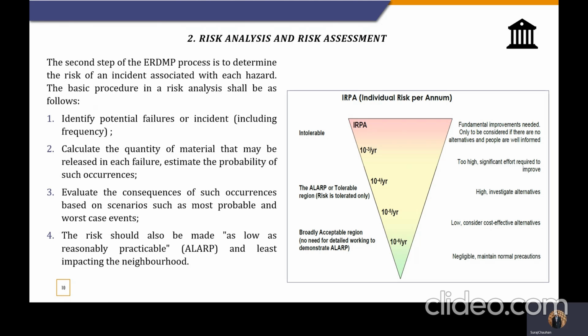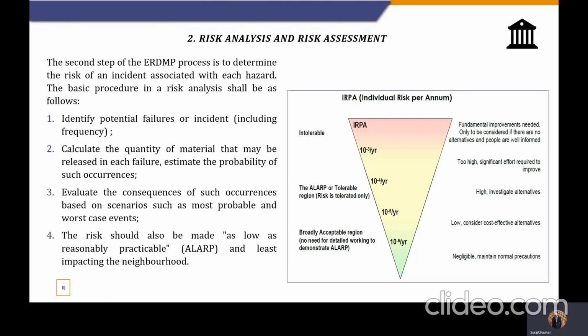After assessing the risk, a maximum tolerable criterion must be defined, above which the risk shall be regarded as intolerable. The risk should also be made as low as reasonably practicable (ALARP) and least impacting the neighborhood. In the figure, we can see IRPA, individual risk per annum. So 10 power minus 5 per year, which means 10 per million per year.